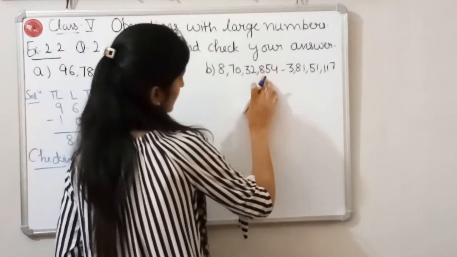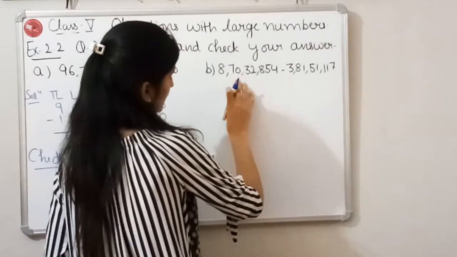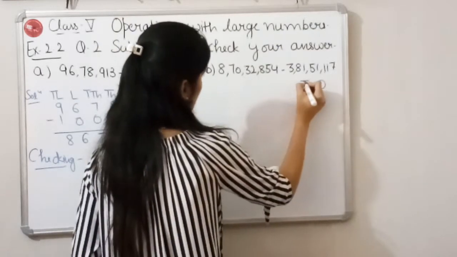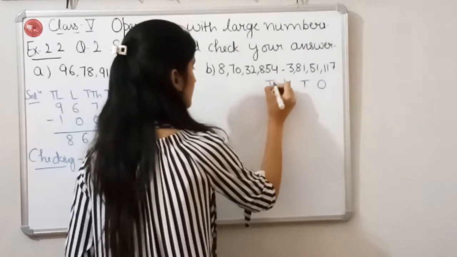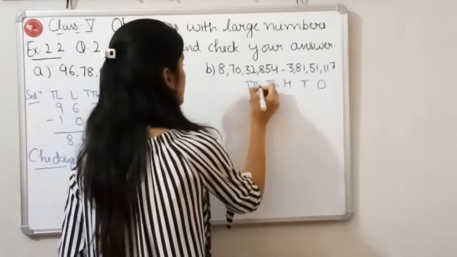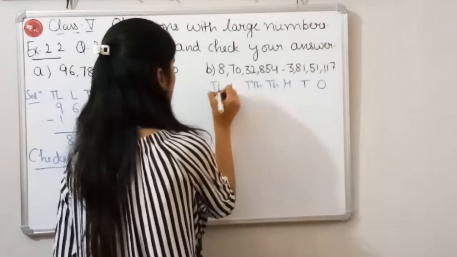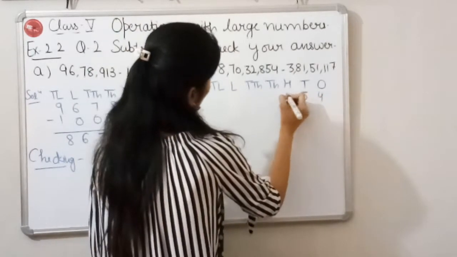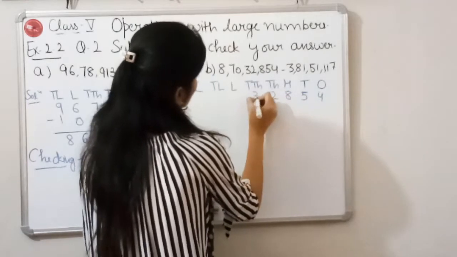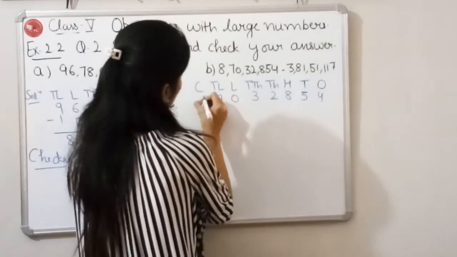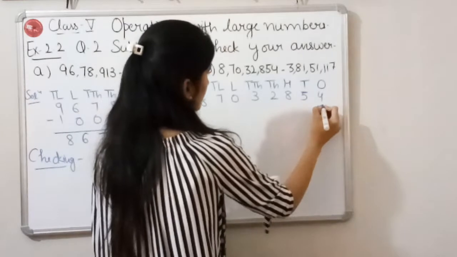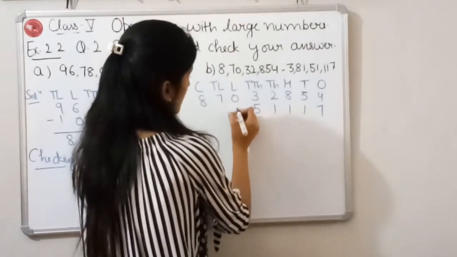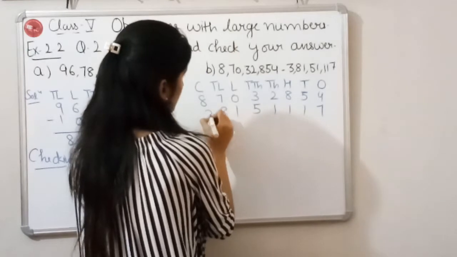Ones, tens, hundreds, thousands, ten thousands, lakh, ten lakh, crore. Till crore we have to write. Then 4, 5, 8, 2, 3, 0, 7, 8. And here it's 7, 1, 1, 1, 5, 1, 8, 3.